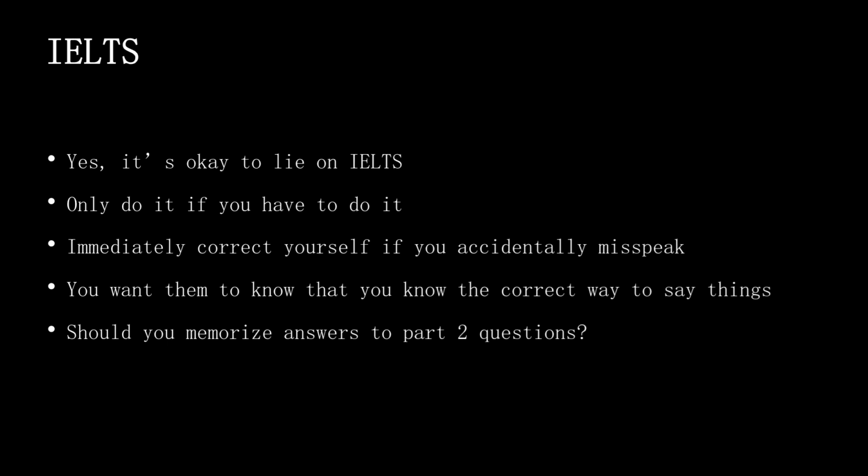And yes, for grammatical errors, immediately correct yourself if you accidentally misspeak, because otherwise they will think that you don't know what you're saying, what you're talking about. They'll think your mistake, you think that's normal, right? So it's always better to correct yourself if you make an error. And yeah, if you make a lot of them, it'll lower your score, but it'll lower your score worse if you just continue on without correcting yourself. You want them to know that you know the correct way to say things.